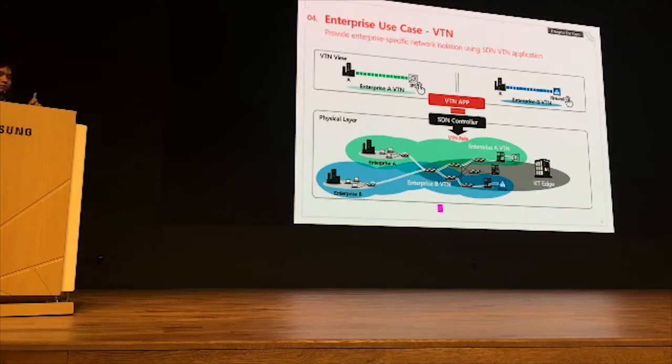As I told you, the first main technology for network slicing is controlling the tenant network. So this is the individual use case of the tenant network. Currently, we are developing a POC SDN application, which is based on the ONOS SDN platform.